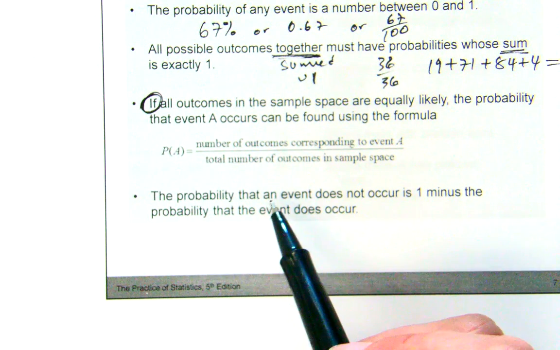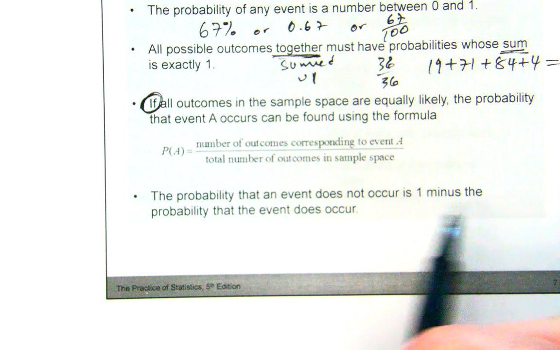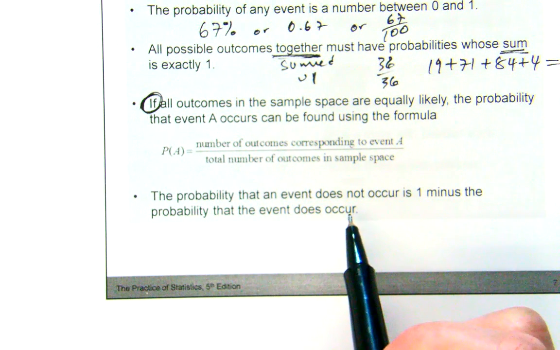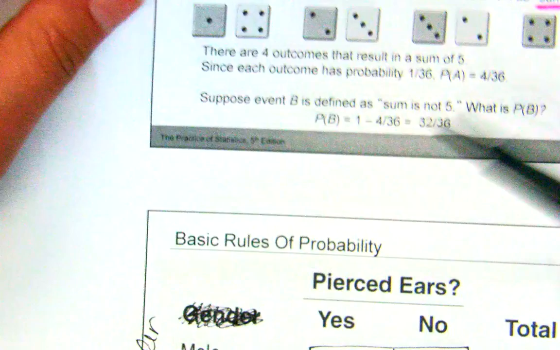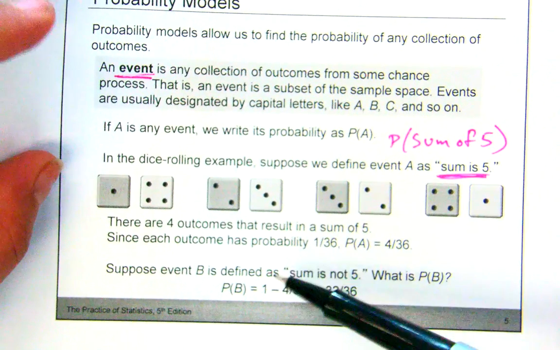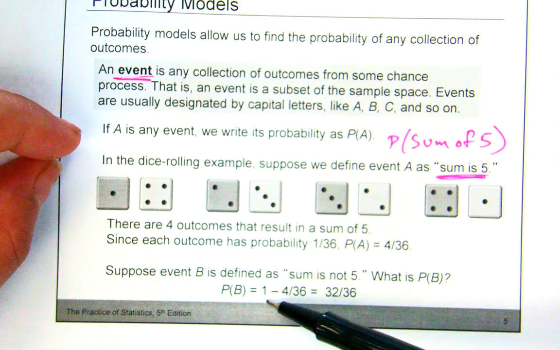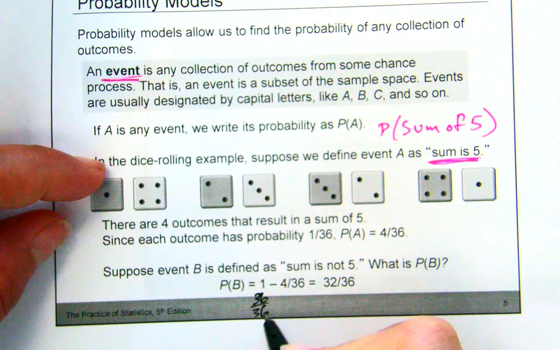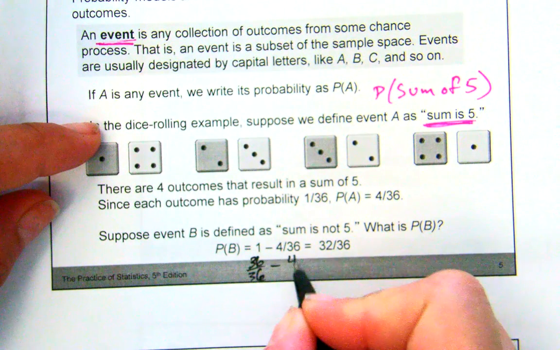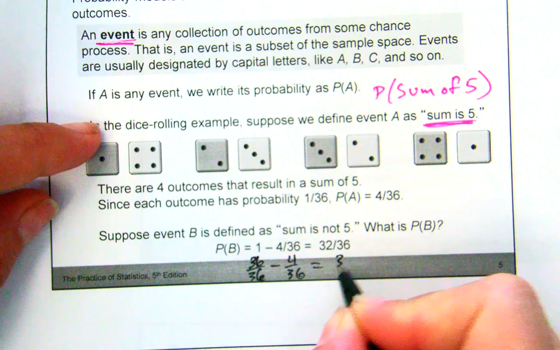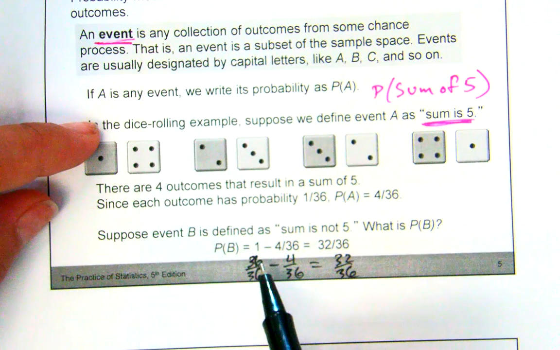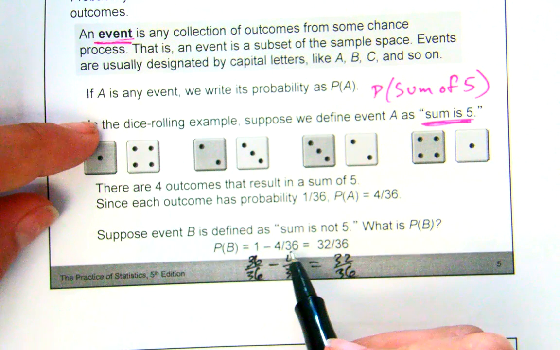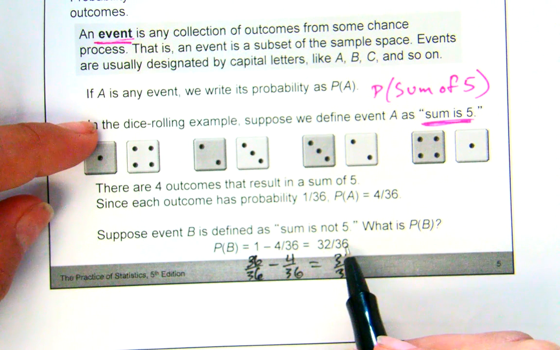And then the probability that an event does not occur is 1 minus the probability that the event does occur, like the dice. So if all of your dice outcomes, 100%, was 36 out of 36, and I subtracted 4 out of 36, then I should get 32 out of 36. Because 36 out of 36 is the same as 1. So 1 minus the event that you don't want should give you the event that you do want.